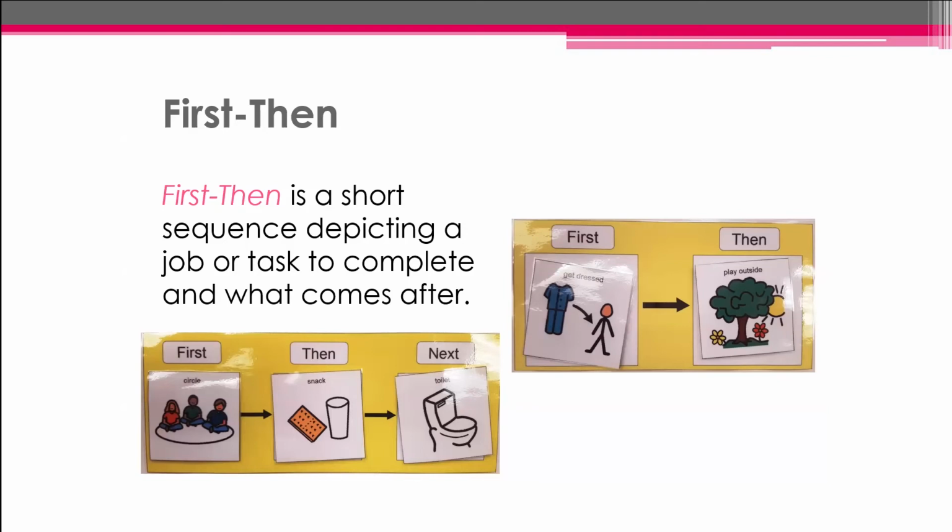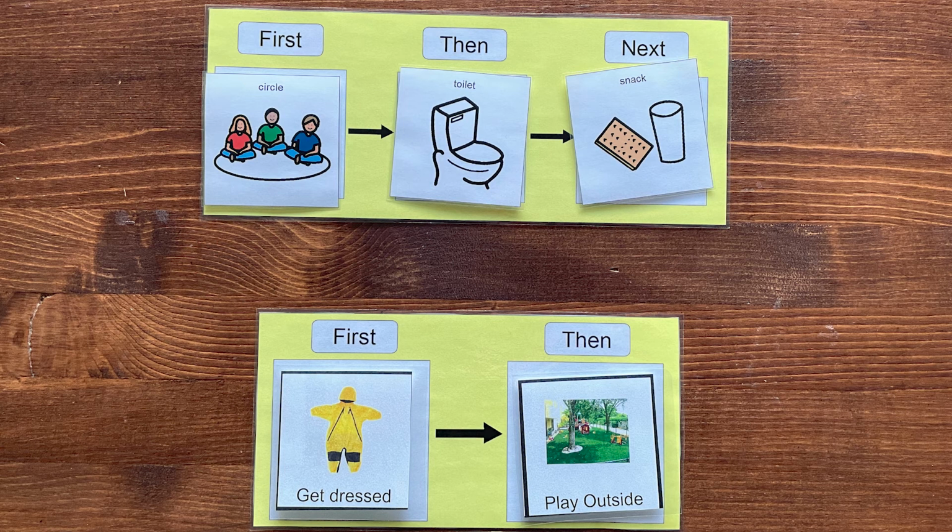For example, first washroom, then snack. Based on the child's ability to understand, you could add next steps to the sequence. So for instance, in this picture, it shows first circle, then toilet, next snack.